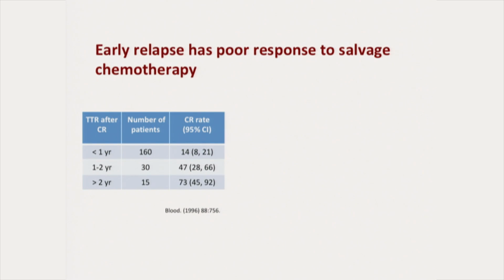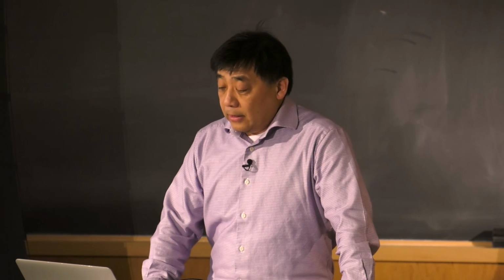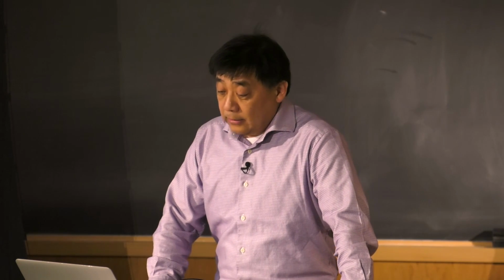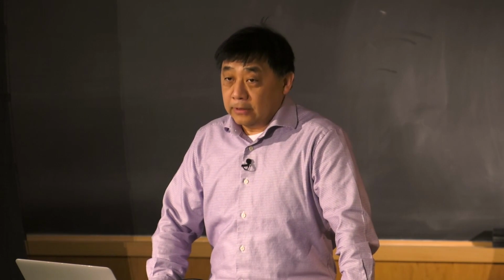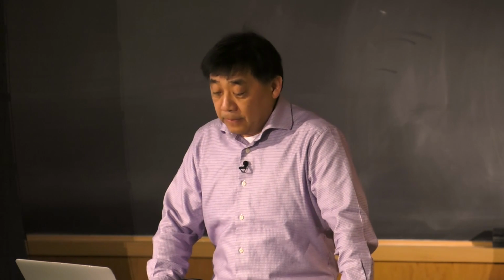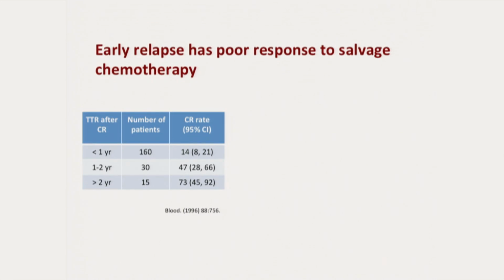In addition to the timing, early relapse has a poor response to any additional salvage therapy. In an early study performed at MD Anderson, for patients who relapsed within the first year, only 14% responded to salvage therapy. This response improves if the patient relapses later, and for relapse after 2 years, the response rate approaches that of patients with de novo disease.